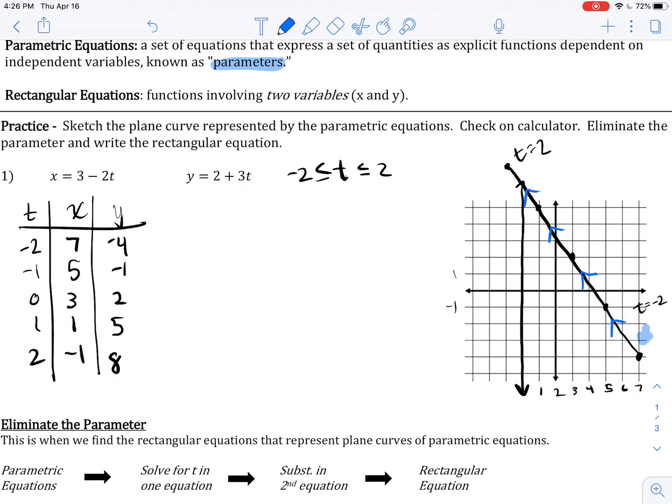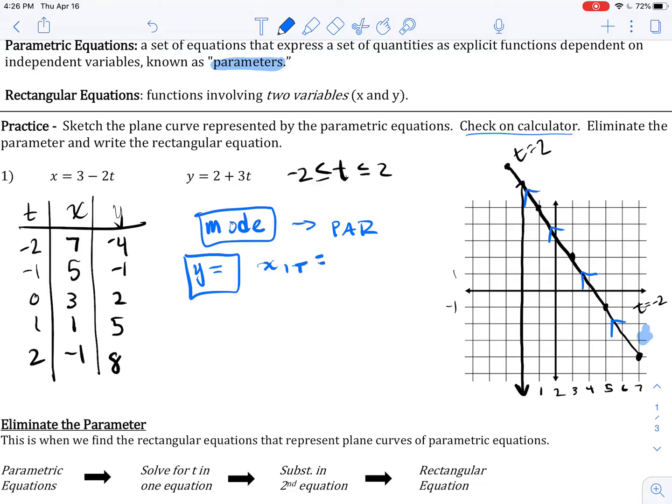The directions asked you to check on a calculator, and I wouldn't worry too much about that, but in case you were curious, in your graphing calculator, you would want to switch your mode, hit the mode button, and change that into PAR, which means you're going to be graphing in parametric equations. And then when you hit the Y equals button, it'll allow you to enter your parametric equations, and you should see something like this. And then that's when you would write in 3 minus 2t, and then you would also want to do something like this.